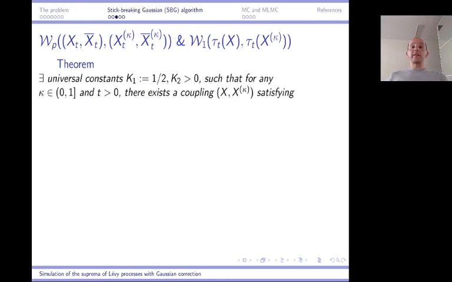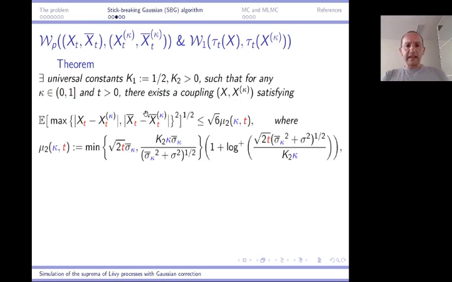So this is the theorem that gives the bound and the bias. There are some universal constants, k1, k2, and this coupling, and now I look first at the distance between the positions at the final time and the suprema at the final time. I look at the L2 distance in this specific case, and the bound is of this type. You see there's some logarithmic correction, which is not important, and it's the minimum of two things. This is the thing that depends on the time horizon, and describes the sigma.